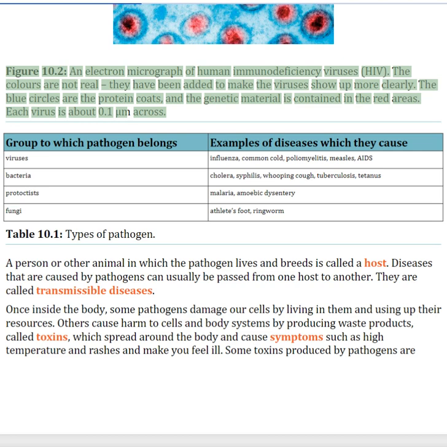The colors are not real, they have been added to make the viruses show up more clearly. The blue circles are the protein coats, and the genetic material is contained in the red areas. Each virus is about 0.1 micrometers across.